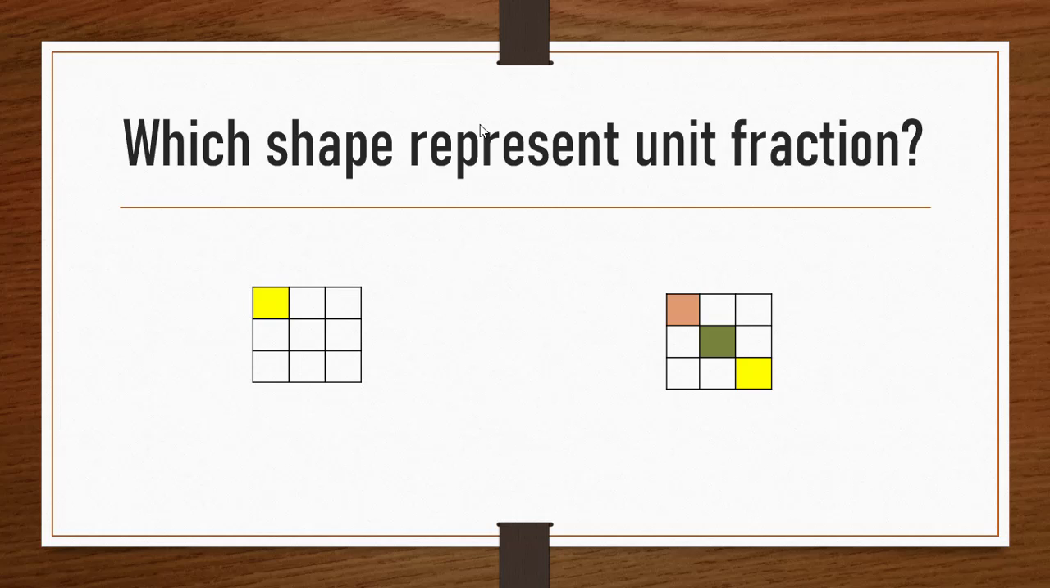You can see in figure 1 there are 9 parts, and out of 9 only one part is shaded, so the fraction will be 1 by 9. But in the second figure, 3 parts out of 9 parts are shaded, so the fraction will be 3 by 9. And the first figure represents a unit fraction.